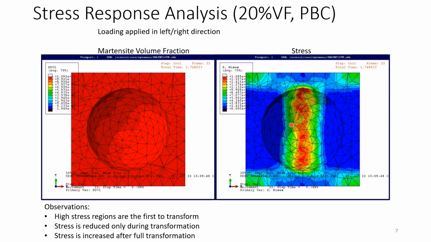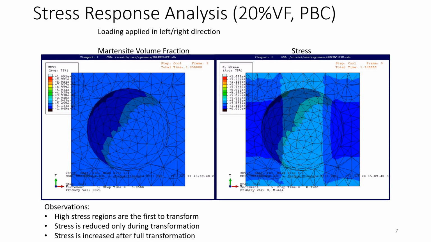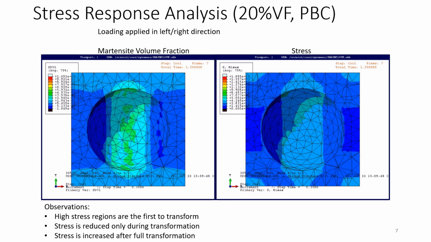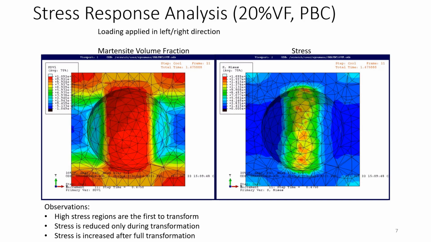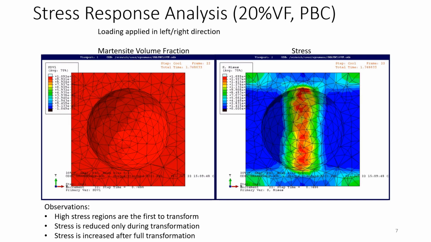So the key takeaways here are that the stress is reduced, but only during the transformation. When we have those light blues and greens on the left, that's whenever it's actually reducing the stress. But once it's finished, the stress is actually increased throughout the entire model.